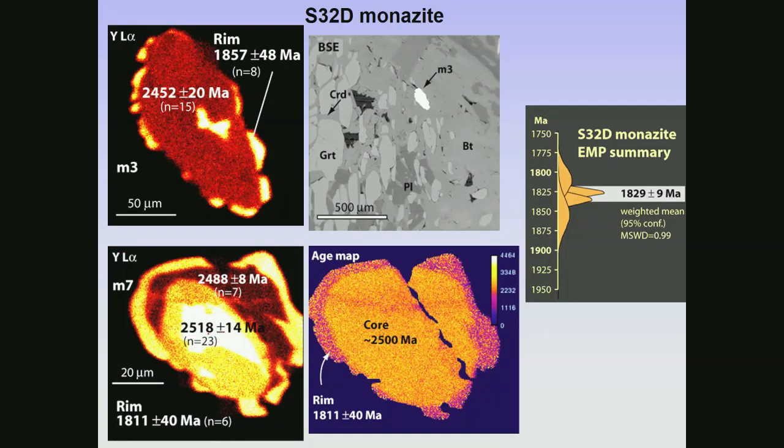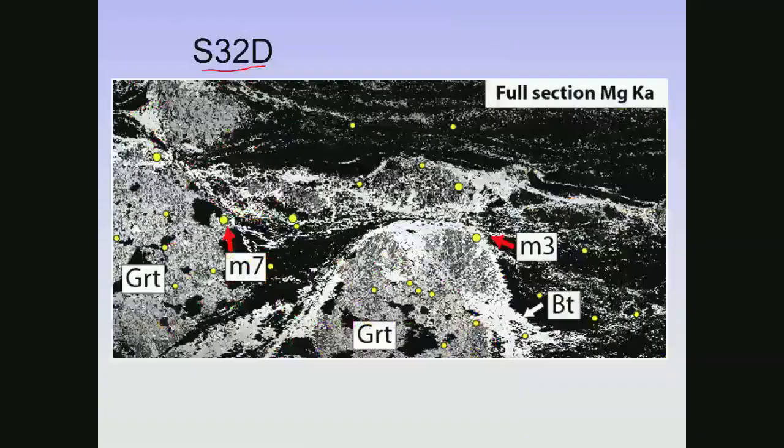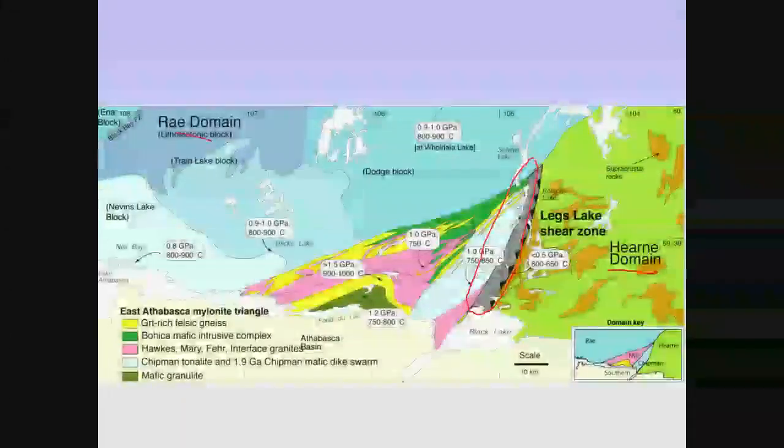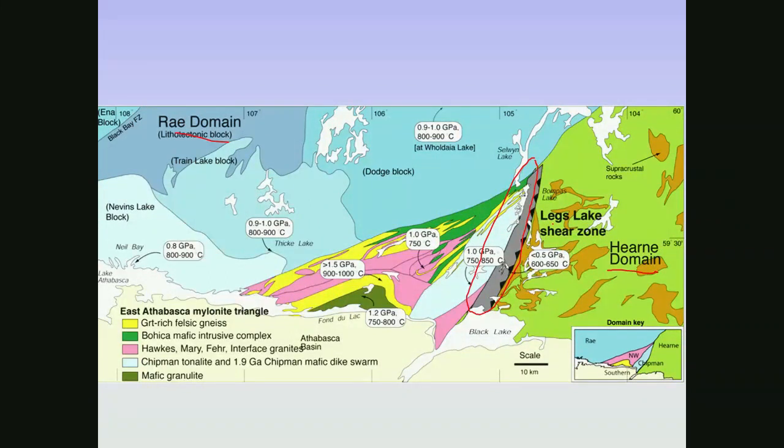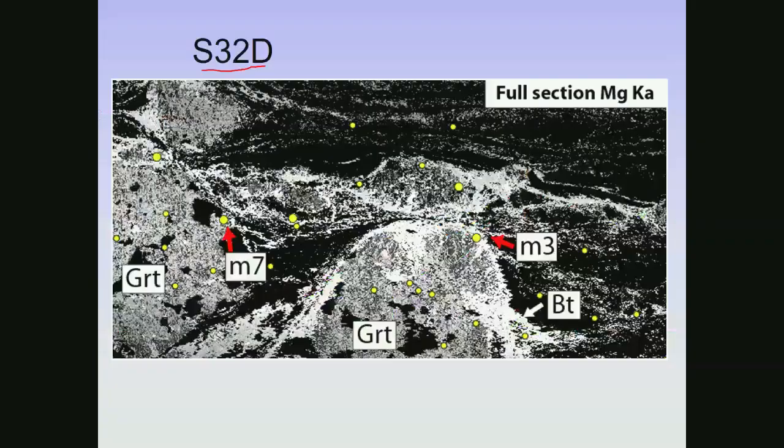And so overall, if you look in the lower right panel here at the age map, the core of the monazite is around 2,500 million years old. That's the time that they have ascribed to the high pressure, high temperature metamorphism and deformation within that Ray domain, within the hanging wall block of the Legs Lake shear zone.